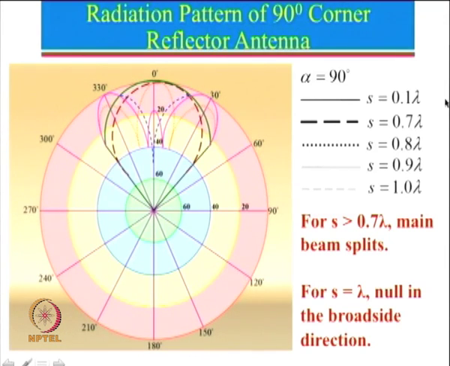So, in general one should concentrate only on this particular region. I have summarized this. For S greater than 0.7 lambda, the main beam splits, and generally that is not very desirable. For S equal to lambda, there is a null in the broadside direction, which is this particular point, and that is also not generally desirable. So, in general you can choose a value between 0.1 and 0.7 lambda. However, my recommendation is that please do not take S equal to 0.7 lambda either. In general, try to restrict the value of S to about half of this.